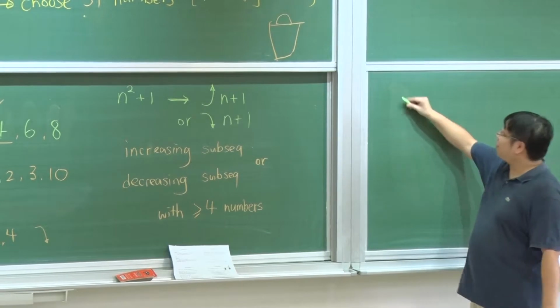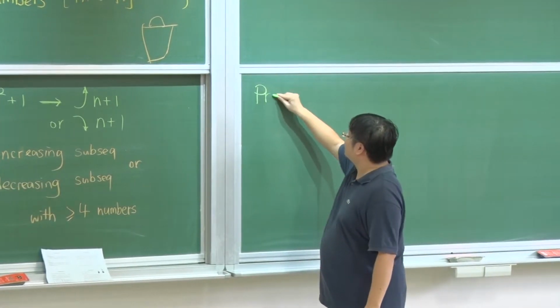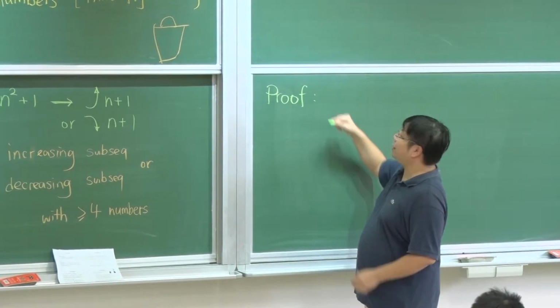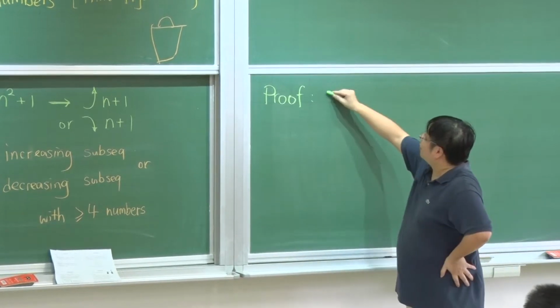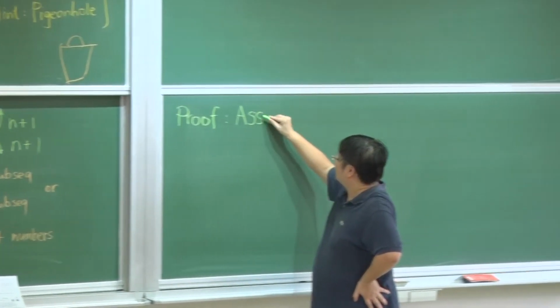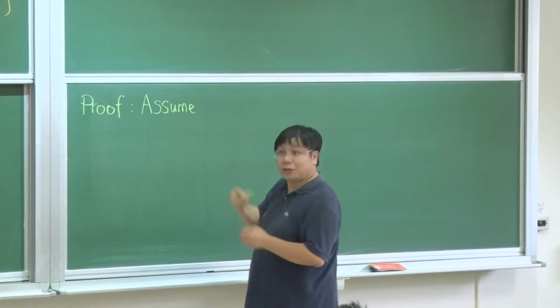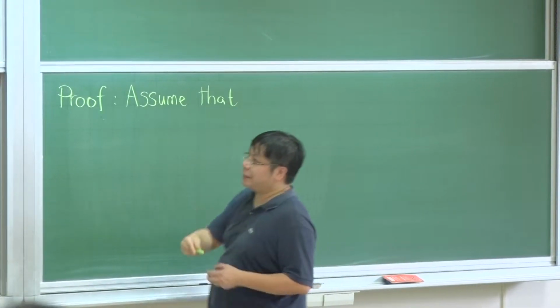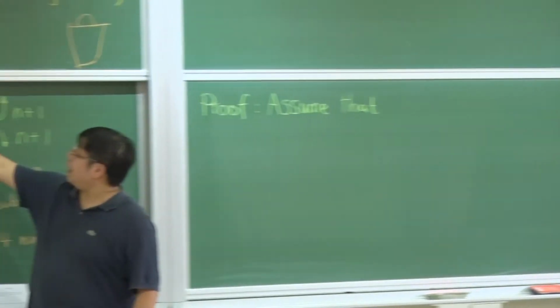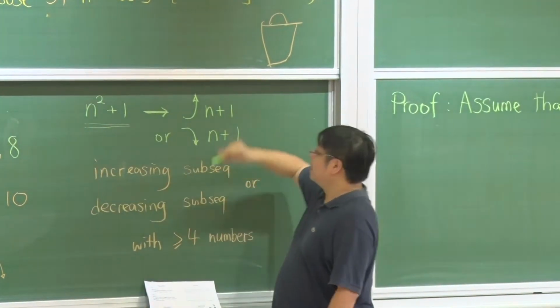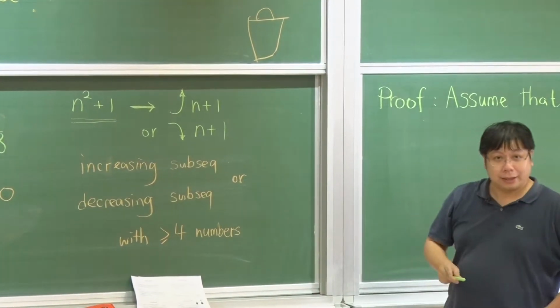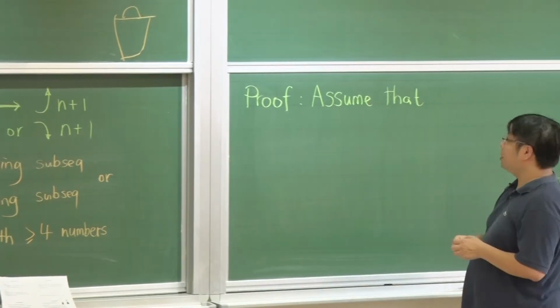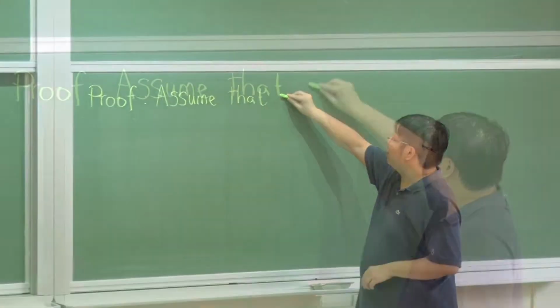So let me write down the proof. As I have told you, it is going to be by contradiction. So we assume what? I'm going to prove this general result: n squared plus 1 implies either increasing or decreasing. Okay, n squared plus 1.